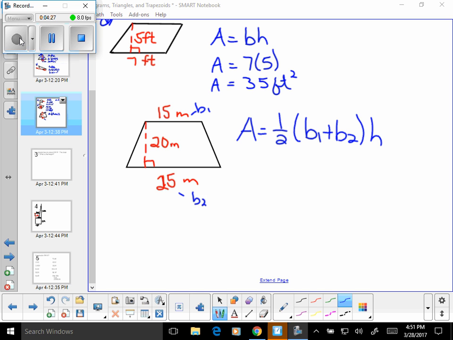If this trapezoid had been tipped, rotated 90 degrees, the left one is usually B sub 1. The right one is usually B sub 2.